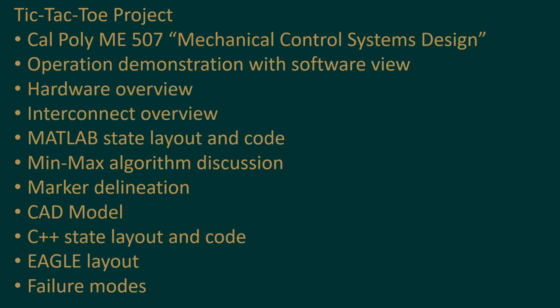I will then talk about how the markers are delineated, how it tells the difference between X's, O's, and nothing. We'll then take a quick look at the CAD model before jumping into the C++ state layout that runs on the custom board, before looking at the Eagle layout, and then another quick look at failure modes.